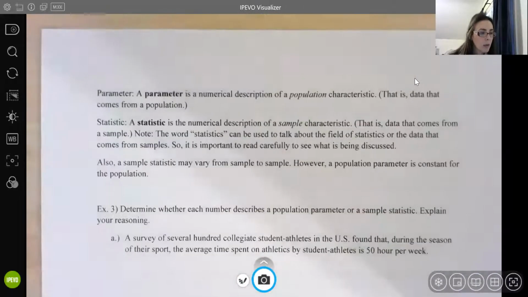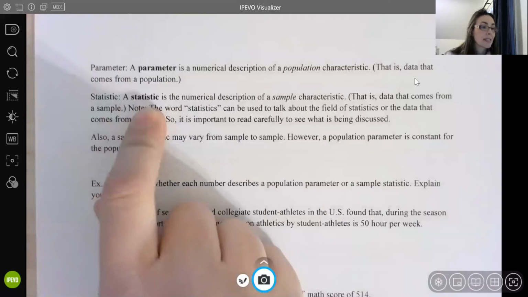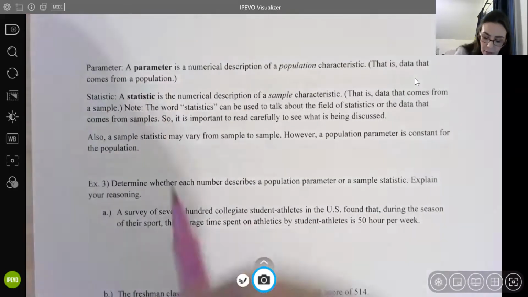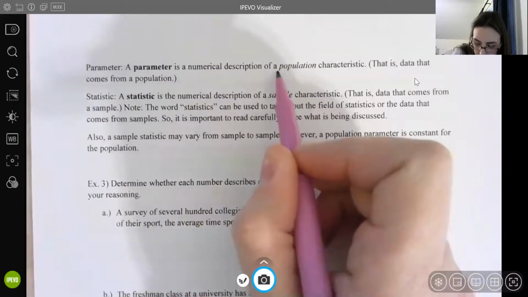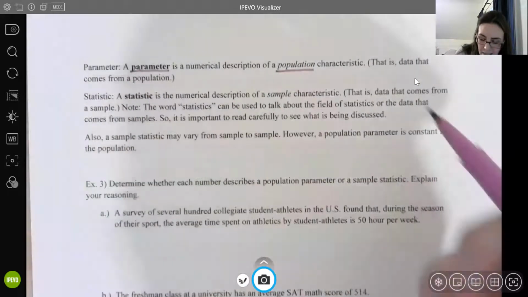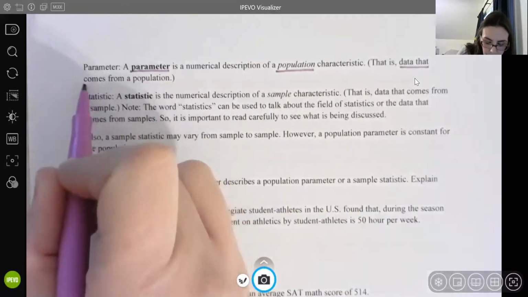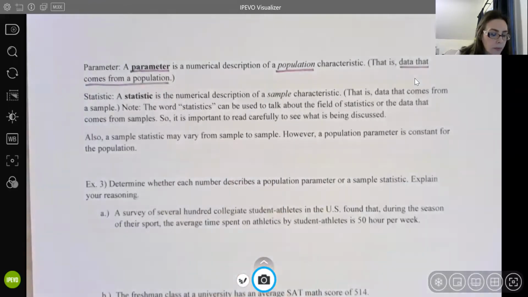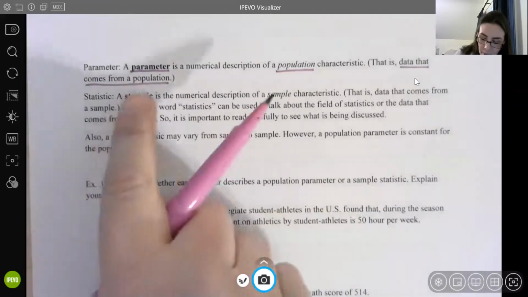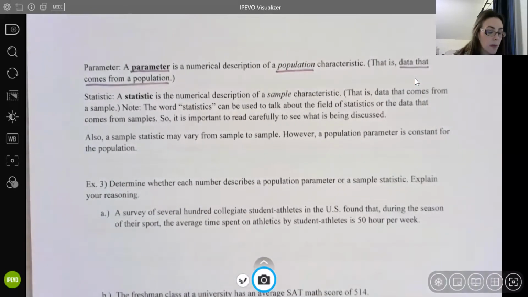All right, now continuing with this idea of population versus sample, we have two more definitions here. So parameter versus statistic. A parameter is a numerical description of a population characteristic. So when you see the word parameter, basically this is data that comes from a population. So it's some sort of calculation. So I shouldn't say just data, but it's usually the calculation that goes with it. So maybe a percent or an average, something like that.